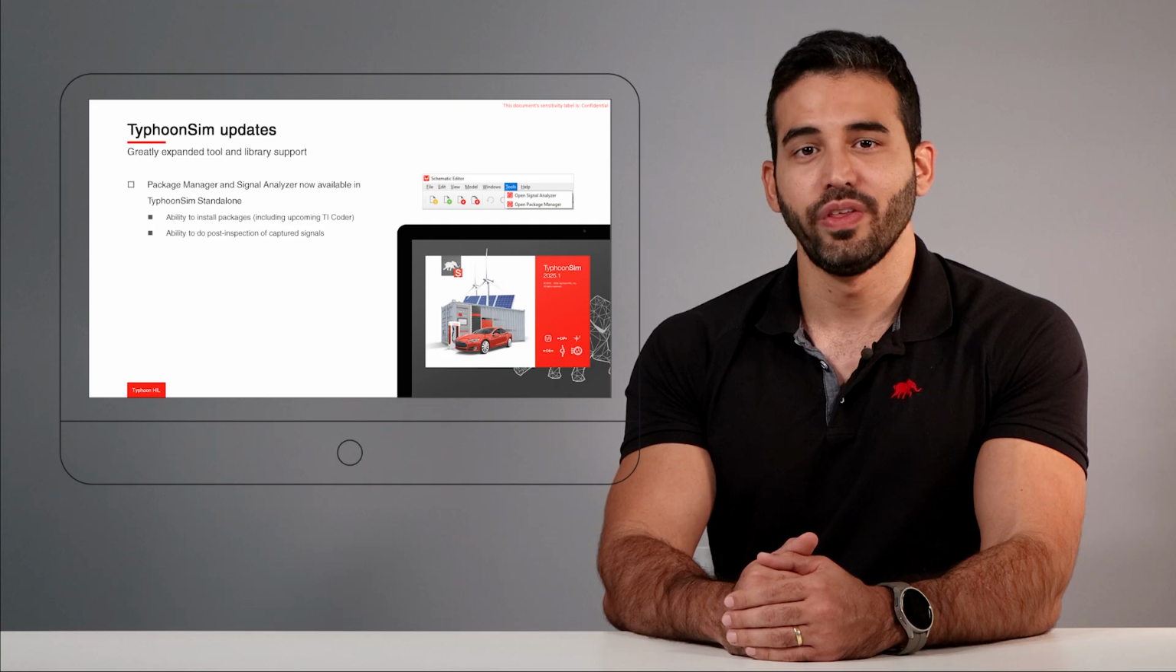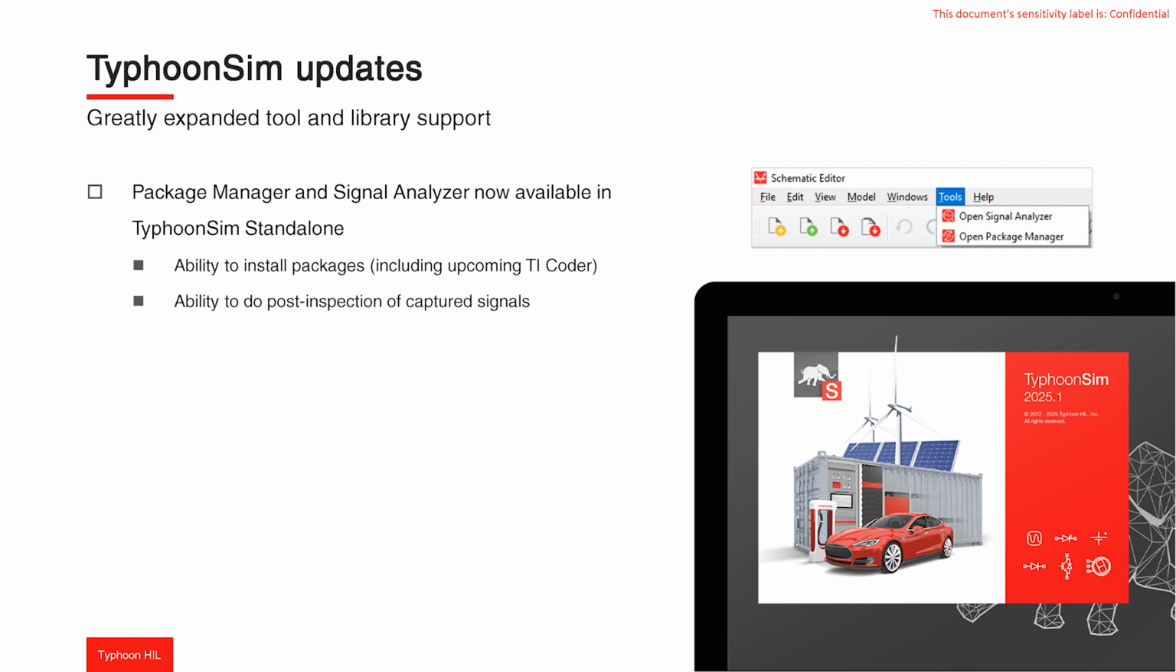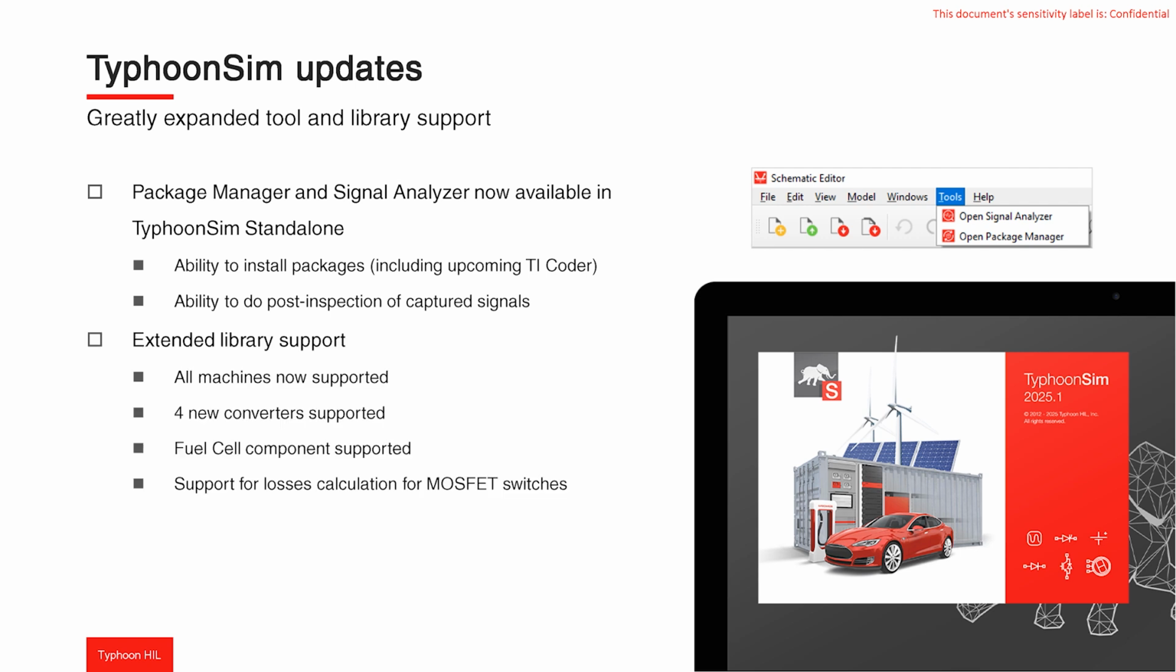Finally, let's talk about the newest Typhoon Scene updates. With this release, the Package Manager and Signal Analyzer tools are now available in the standalone version of Typhoon Scene. These features allow you to install custom packages and perform post-inspection of captured signals, respectively. Library support has been expanded to include previously unavailable machine models, 4 new converters, and the fuel cell component. Additionally, you can now calculate losses for MOSFET switches, enhancing the accuracy of your simulations.